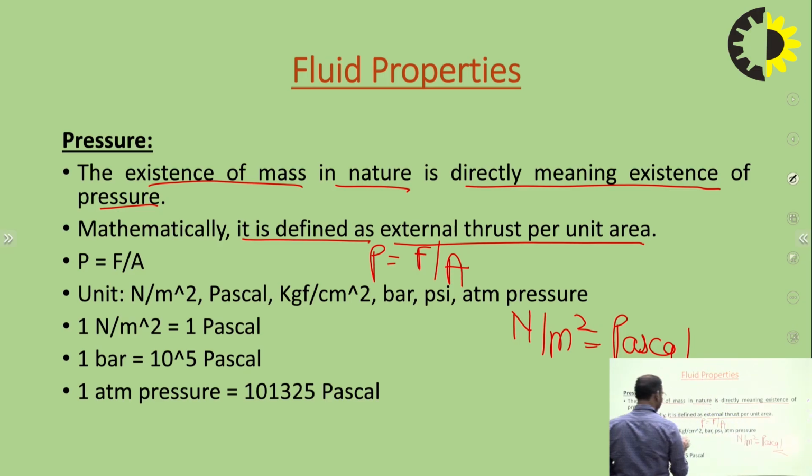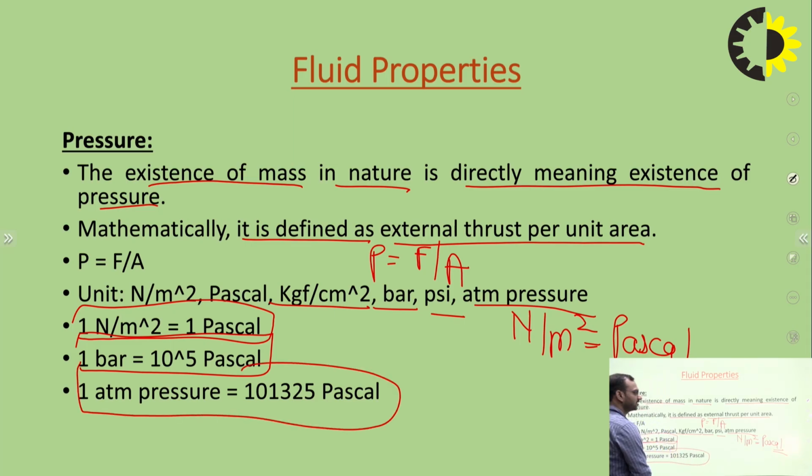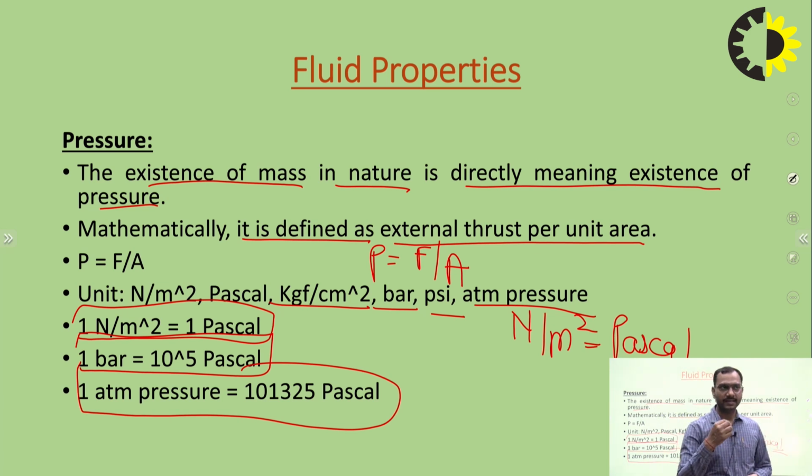Other units are kilogram force per centimeter square, bar, PSI, and atmospheric pressure. We know that 1 Newton per meter square is equal to 1 Pascal, 1 bar is equal to 10 to the power 5 Pascal, or 10 to the power 5 Newton per meter square, and 1 atmospheric pressure is equal to 101,325 Pascal, or nearly we can say 1 bar. So this is all about pressure. Pressure is a scalar quantity, but pressure force is a vector quantity, and pressure force always acts perpendicular to the plane.